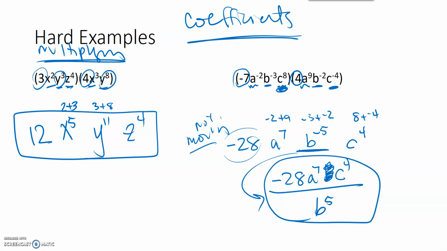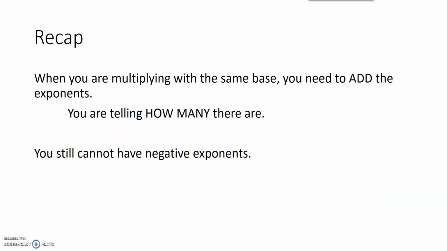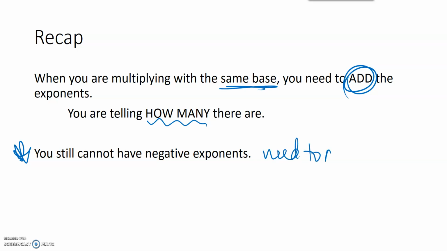Okay, so that's our examples when we're multiplying exponents together. When we're multiplying with the same base, you need to add the exponents because really what you're doing is you're telling me how many there are. Now remember, you're still not allowed to have negative exponents. So if that shows up in your problem, you need to move either from the numerator to the denominator or the denominator to the numerator.